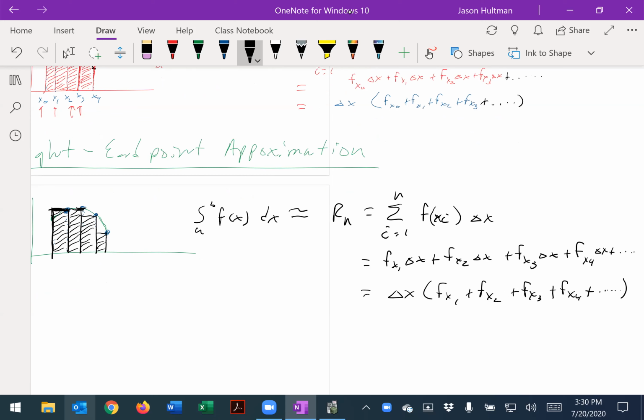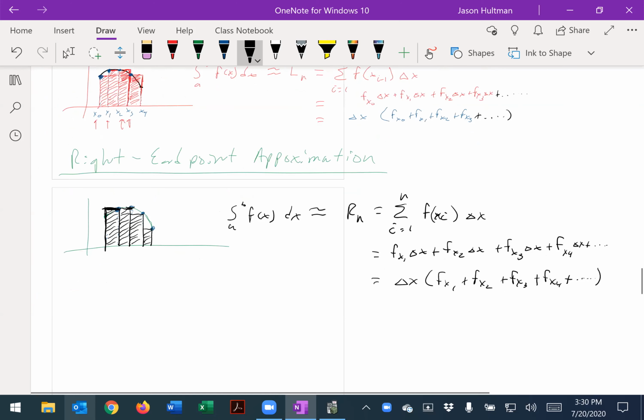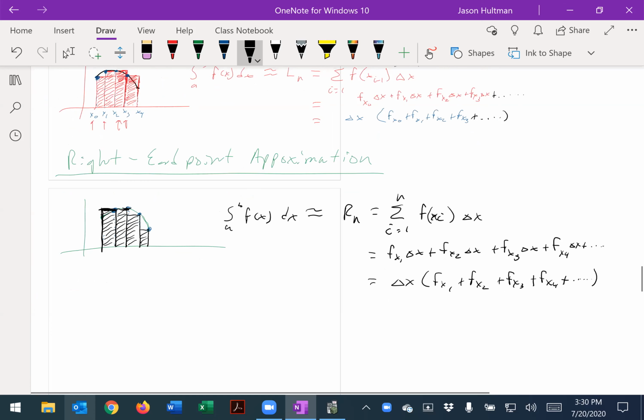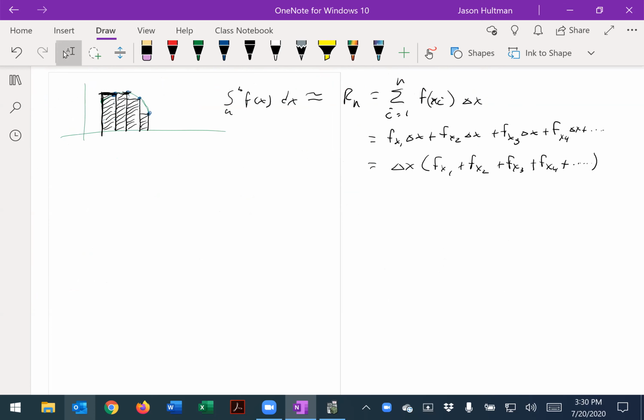Okay. And that's our right endpoint approximation. Let me make this a little bit smaller. Okay, let's do a problem now using these approximations. Okay, number 1.